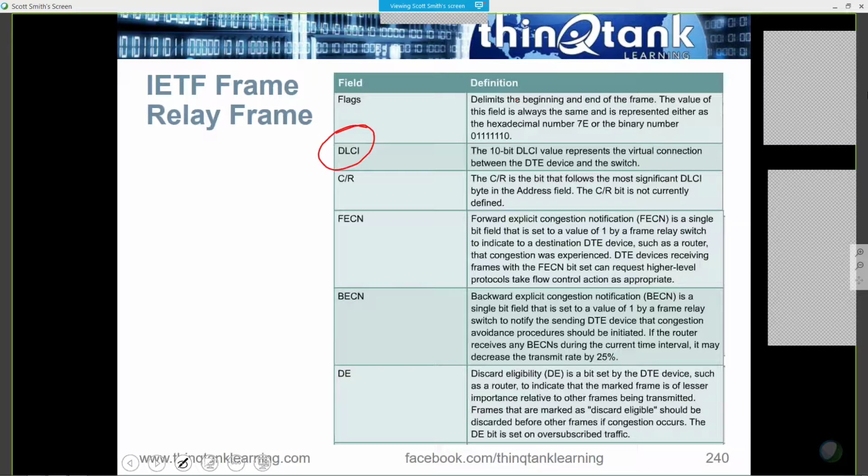CR, not used. Those dang FECN and BECN bits. Forward explicit congestion notification. Here's the way FECN and BECN work. It's just a way for the routers to know that the frame relay network is congested. I'm just going to do 2 routers this time.